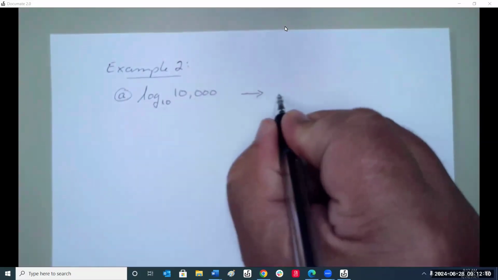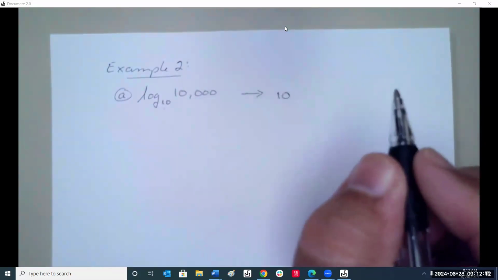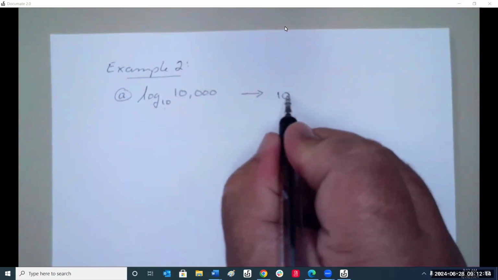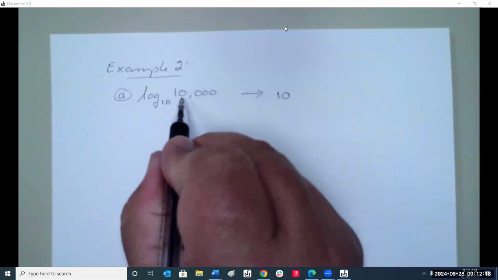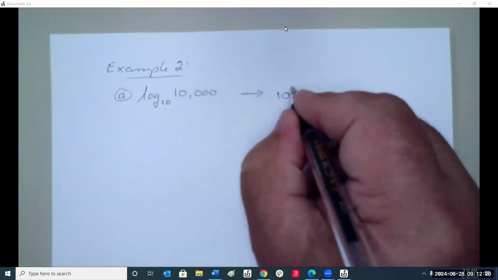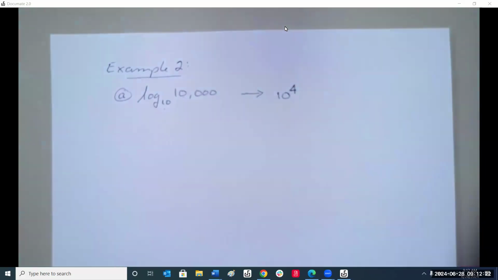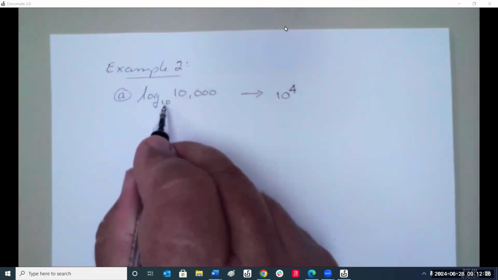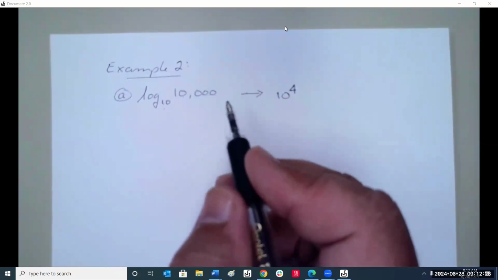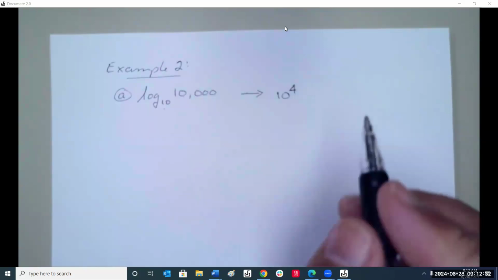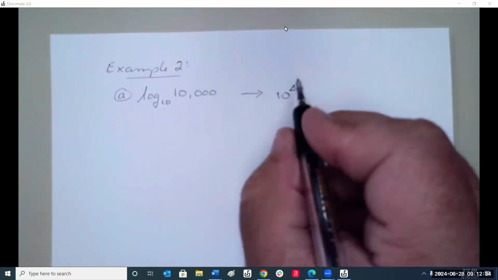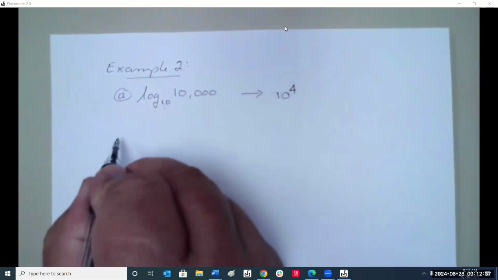So there's the base. Now what does the exponent have to be to make it equal 10,000? We have 1, 2, 3, 4. So that's the conversion: log base 10 of 10,000 is converted to 10 to the power 4th, because 10 to the power 4th is 10,000.